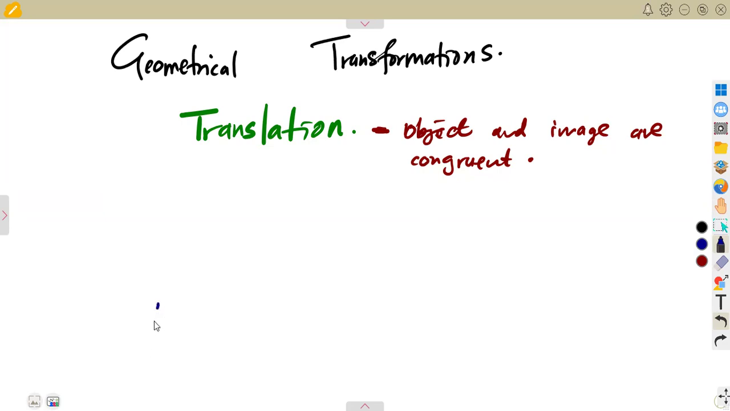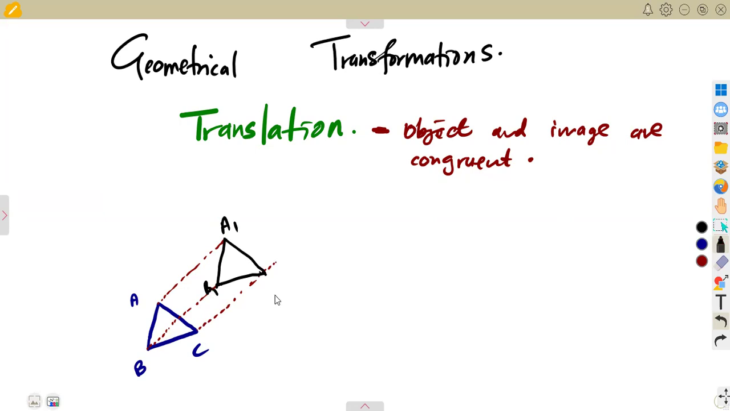Remember, the object and the image, they are congruent. So if you were to join, let's say this is your object, this is your A, B, C. If you were to join the point A to its image point, the point B to its image point, the point C to its image point, like you are joining these to the image triangle. Let's say this is our image triangle, like that. Maybe this is A1, this is B1, this is C1.